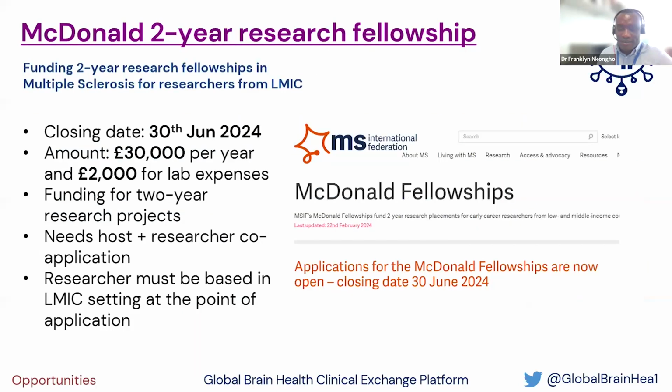And then there's a McDonald 2-year research fellowship, which you can find the details on your website. On this slide there's a hyperlink to all of these opportunities that we're presenting today. For this one, the closing date is 30th of June. You must be based in a low and middle income country, and it's a 2-year fellowship for you to carry out any research related to multiple sclerosis.